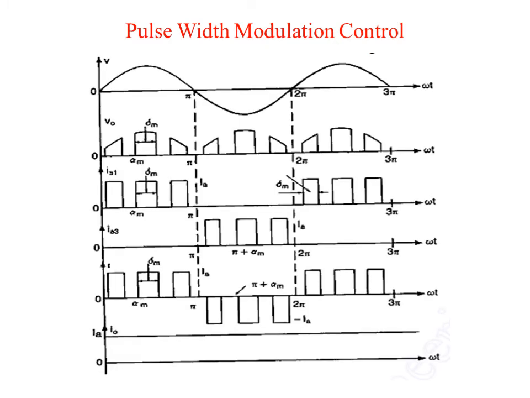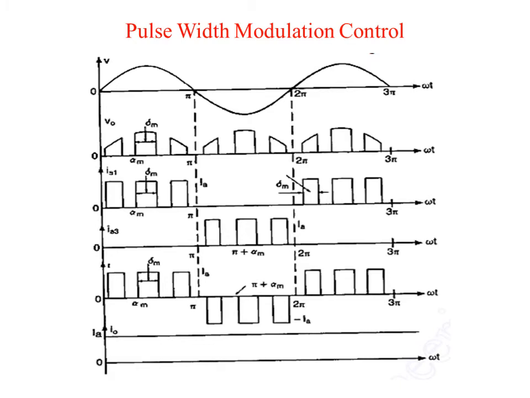The third method is pulse width modulation control. If the output voltage of a single phase semi-converter or full converter is controlled by varying the delay angle, extinction angle or symmetrical angle, there is only one pulse per half cycle in the input current of the converter. As a result, the lowest order harmonic is the third order harmonic. It is difficult to filter out the lower order harmonics.